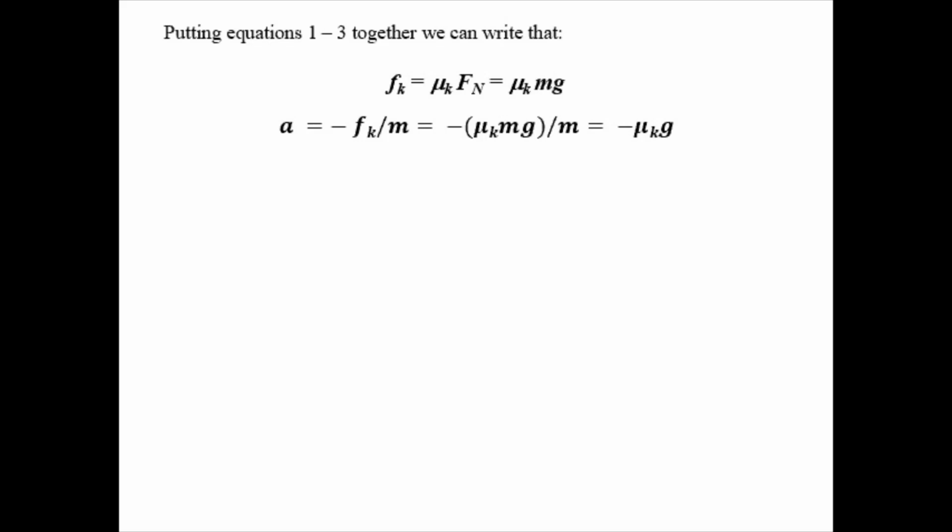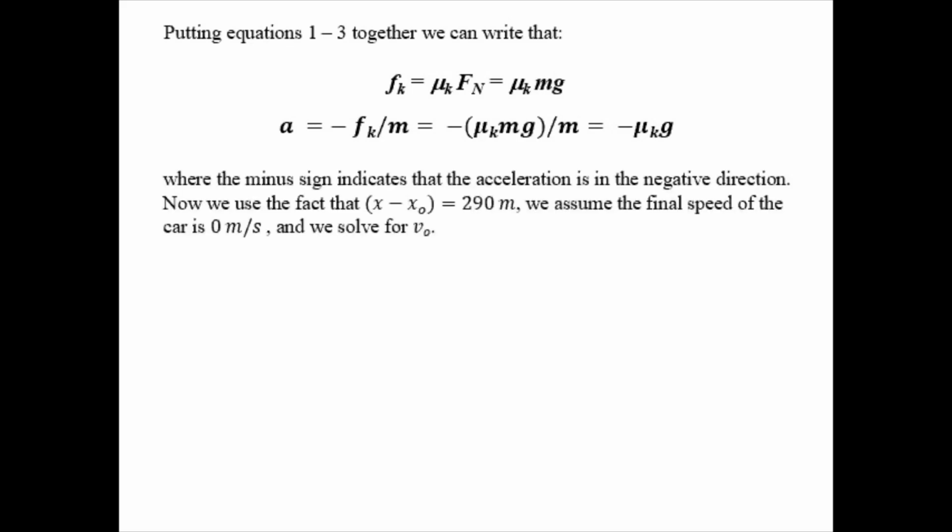We divide by the mass m, and we see that the m cancels, and we get the deceleration. Remember, deceleration is just a type of acceleration, but the car is slowing down, so it's a deceleration. The acceleration here is minus mu sub k times g. The minus sign, of course, indicates the acceleration is in the negative direction, whereas the motion, the velocity, is in the forward, positive direction.